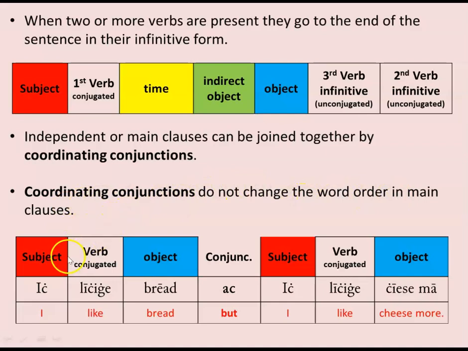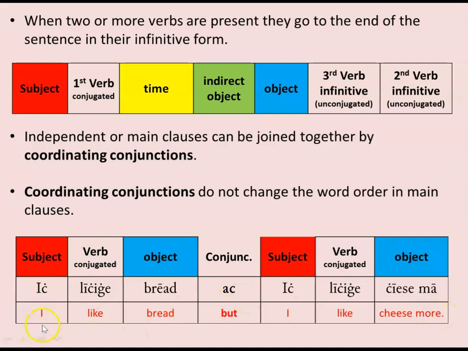So we have a main clause. We want to string two main clauses together. We use a coordinating conjunction, and, but. So we have, say, "I like bread, but I like cheese more." They're two independent clauses.